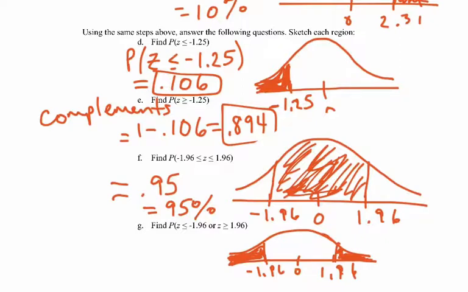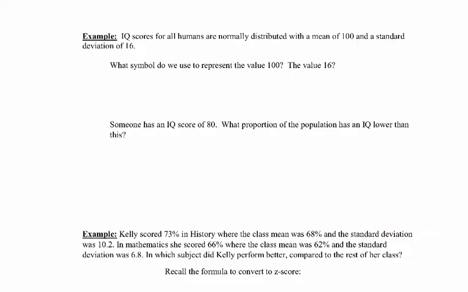And so since those are complements, I'm not going to use StatCrunch to do this. I'm going to instead just do 1 minus the 0.95 that we previously had. So there's about a 5% chance, 0.05, that a z-score would be less than negative 1.96 or greater than positive 1.96. All right, let's take a look at the next example.